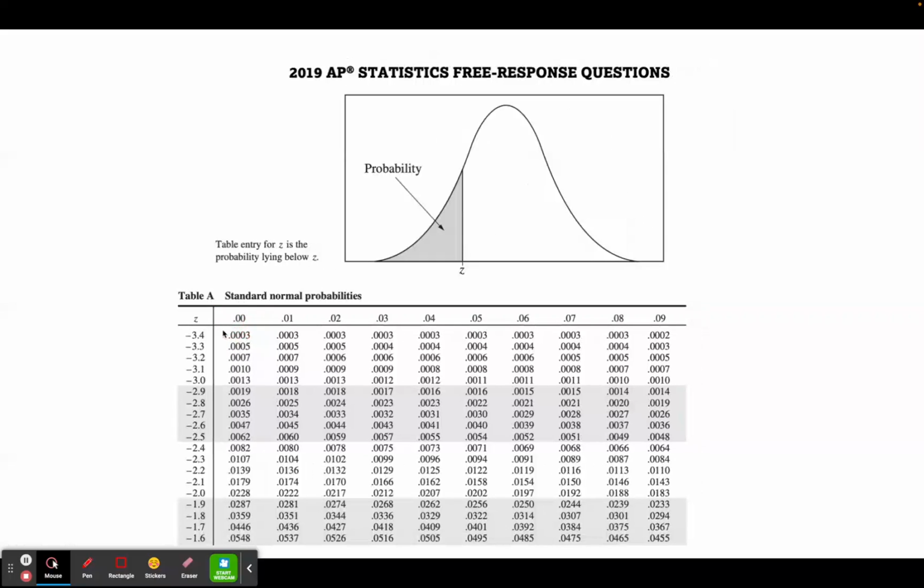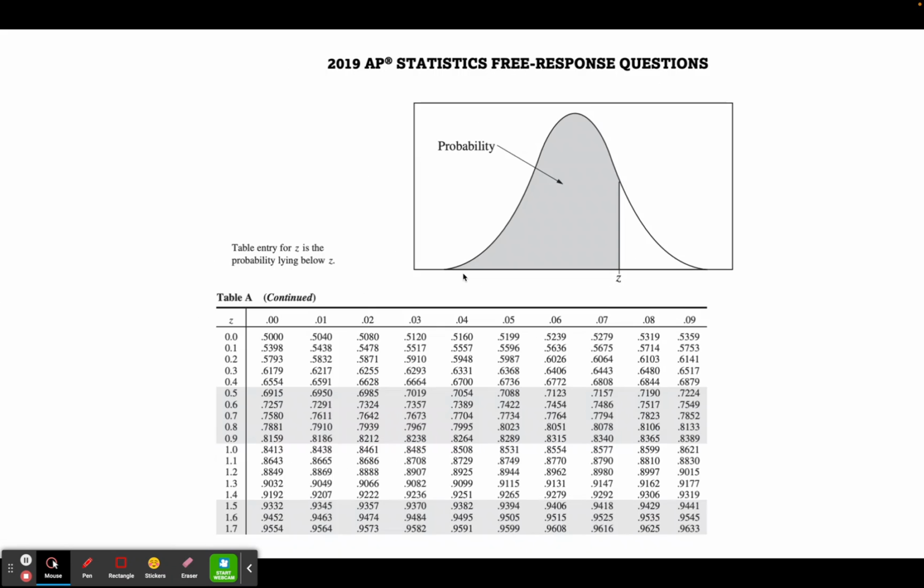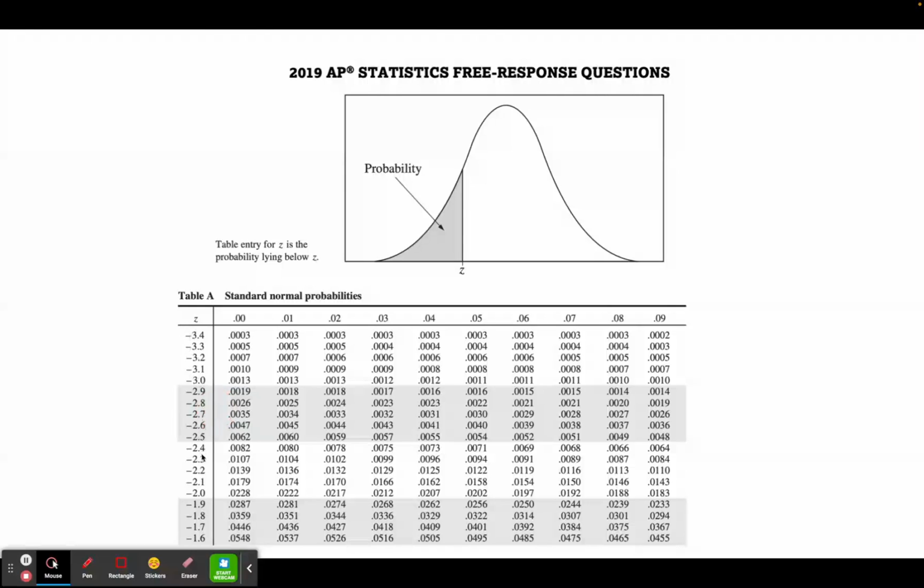And then on the other side of the table, we have something that looks similar, but now notice that Z is to the left of the center of that curve. And on this side, Z is to the right of the center. The other thing that you might notice is different is that when you look in the margins of the table here, we have positive numbers. And on the other side of the table, we have negative numbers in this margin. So that's going to be important.